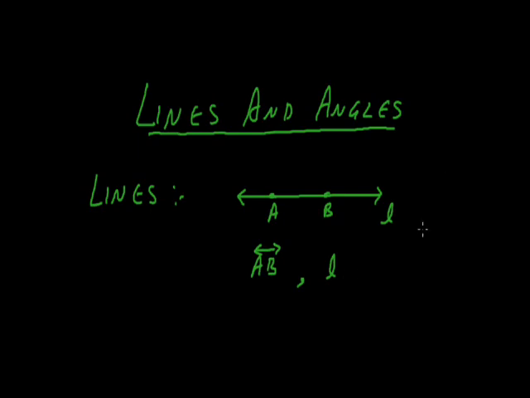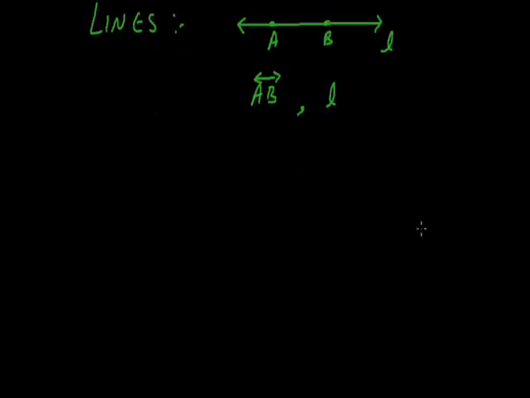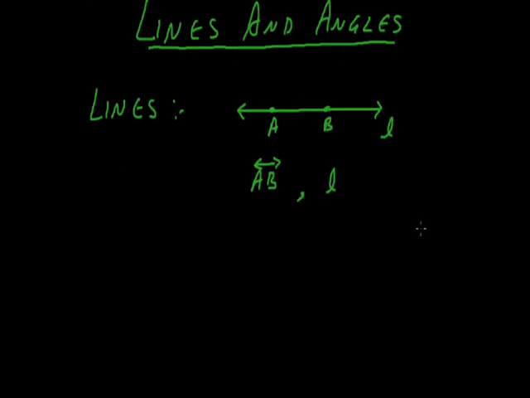Now this is a line. And we know that a line can be extended in both directions, on the right hand side as well as on the left hand side. So the line has no fixed length, because it can be extended in both directions.